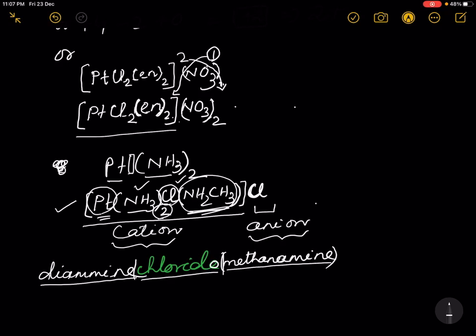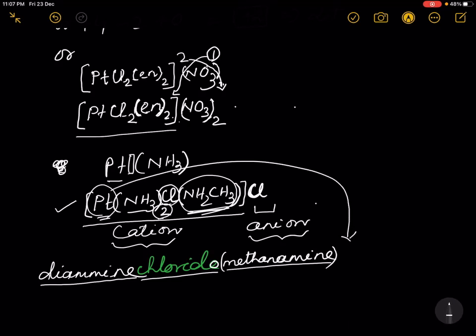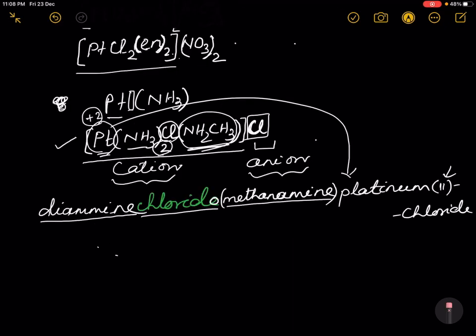letters or words or ligands. Diammine, chlorido, methanamine. Then the central metal ion is written over here. This is platinum. Then the oxidation number is written in parentheses as a Roman numeral, that is the oxidation state. Here it is 2, or you can say the oxidation number of platinum is +2, and it is written as Roman II. Then for this chlorine, it is chloride. Between this one and this one a gap is there. The name of this complex compound is diamminechlorido(methanamine)platinum(II) chloride.